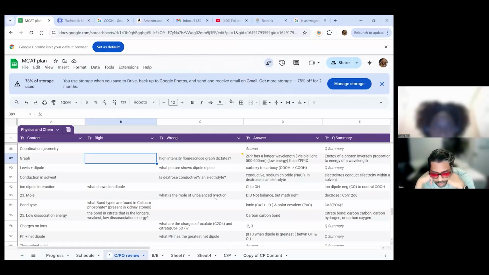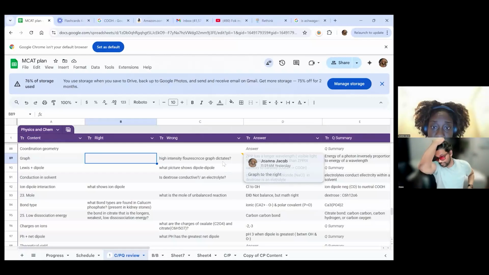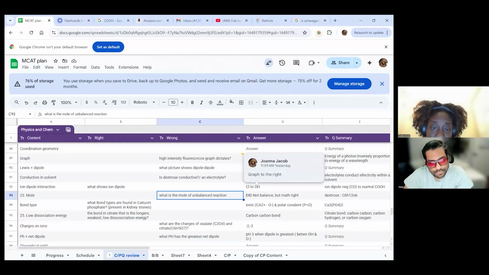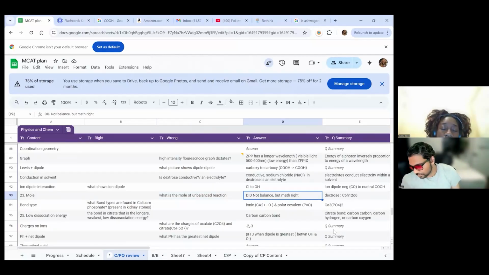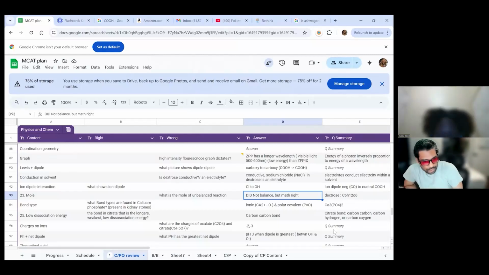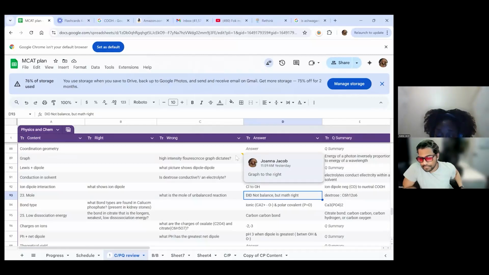So with this one, we'll just keep the same question. I put the question here, I got it wrong. So I was like, high intensity graph dictates. I reword the question because my problem with AAMC is that even though the question is right in front of me and I'm reading it, I don't know what it's asking me. So I put the question like what I think it is right there.